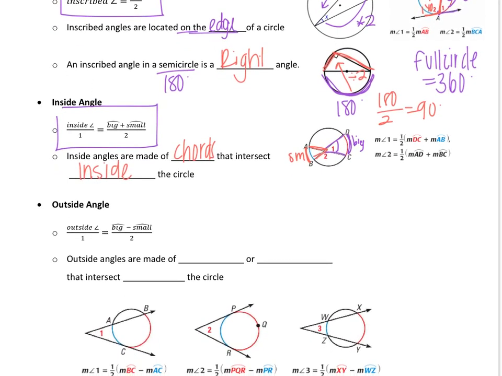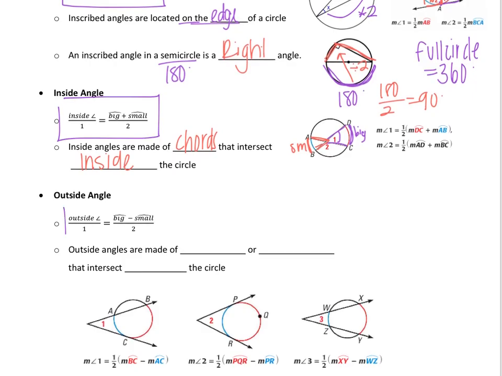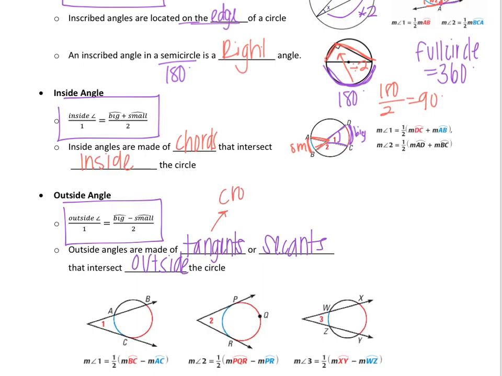We also have something called an outside angle. Outside angles are equal to big arc minus small arc over 2. Outside angles are made of tangents or secants that intersect outside the circle. A tangent crosses your circle 1 time. A secant crosses your circle 2 times.